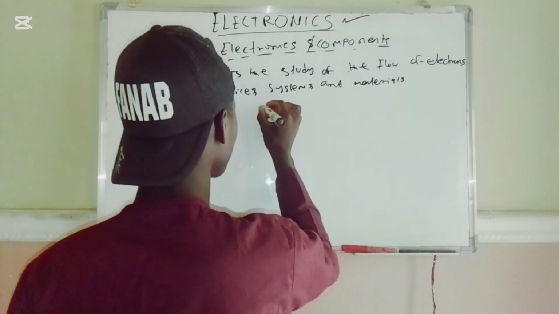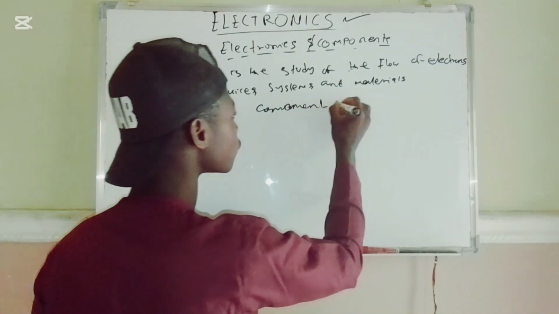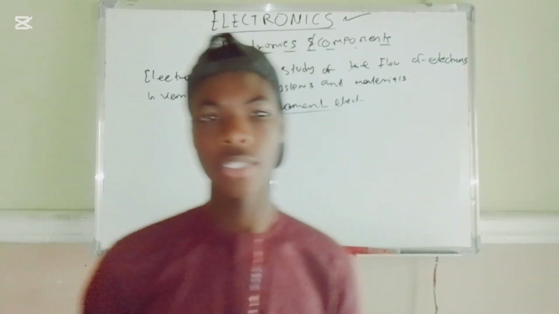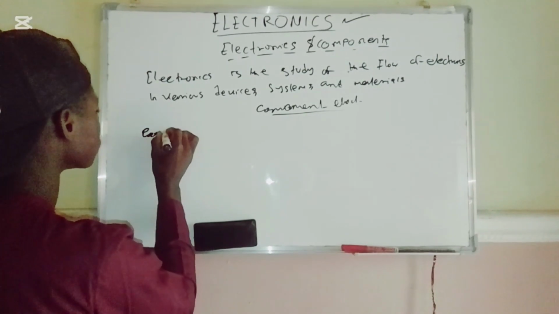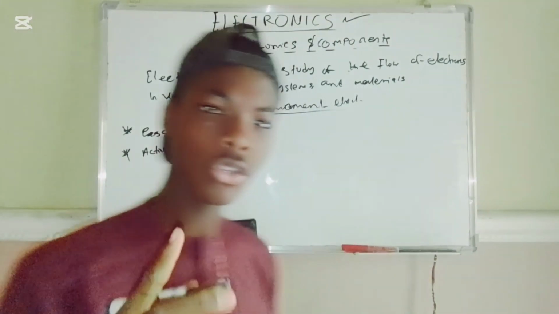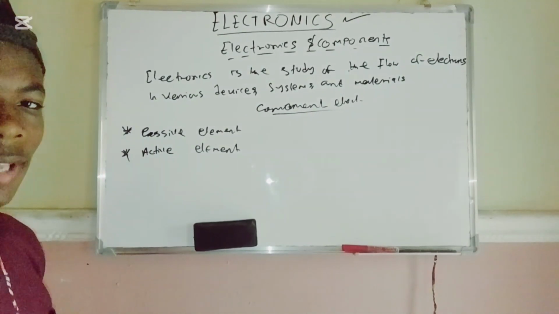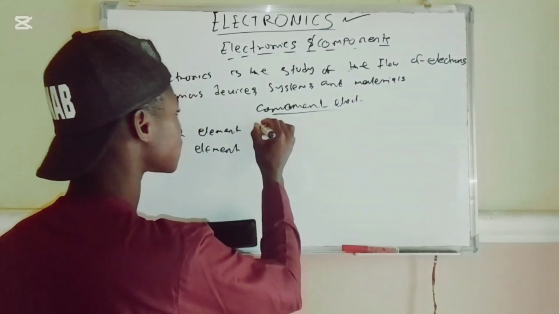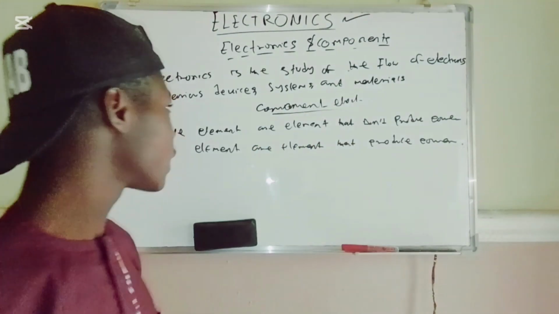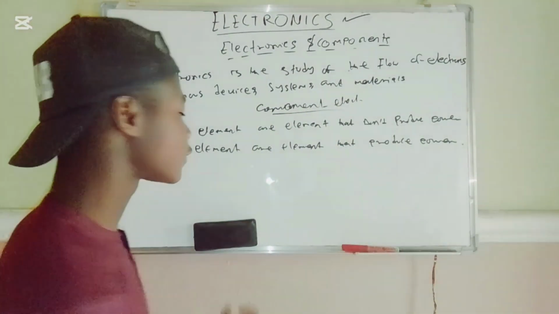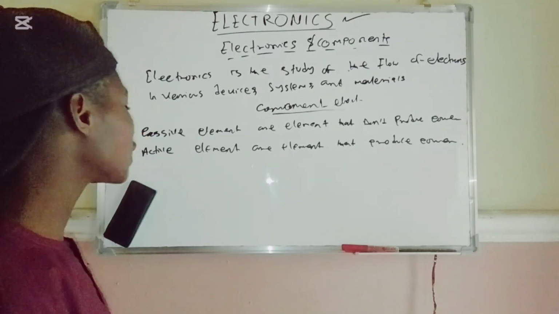So we have to see the components of electronics. As you all know, we have two kinds of components of electronics. We have passive and we have active. The passive elements are elements that don't produce power, and the active elements are elements that produce power.